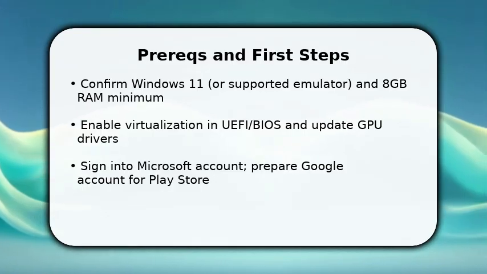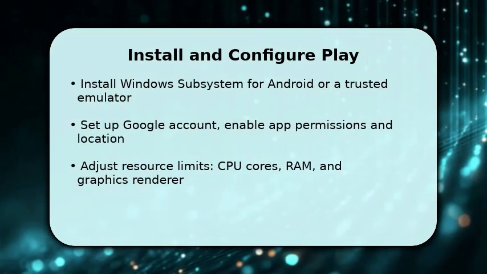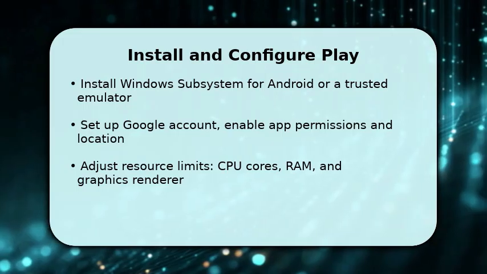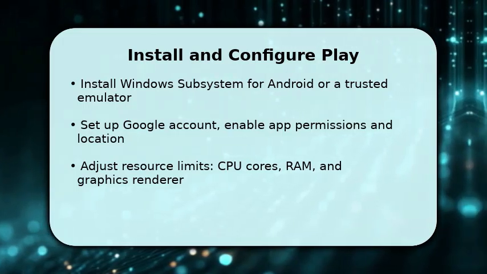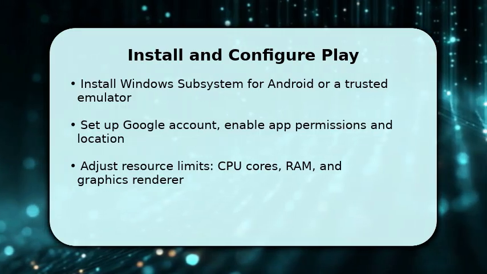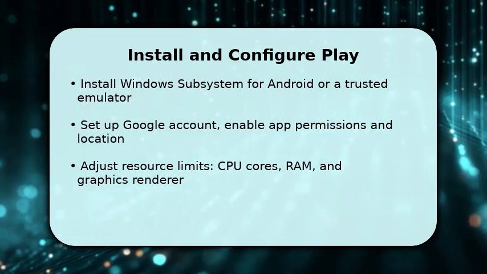Now install Windows Subsystem for Android from the Microsoft Store or a trusted Android emulator like BlueStacks. This provides the runtime environment for Google Play. Once installed, add your Google account within the emulator so Play Store syncs apps and purchases. Enable necessary app permissions and location for proper functionality.